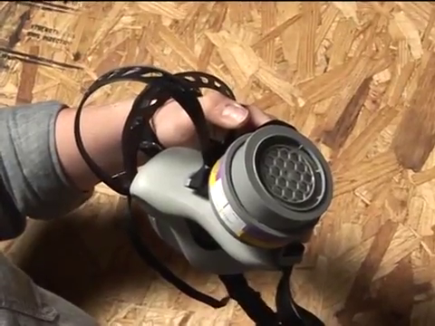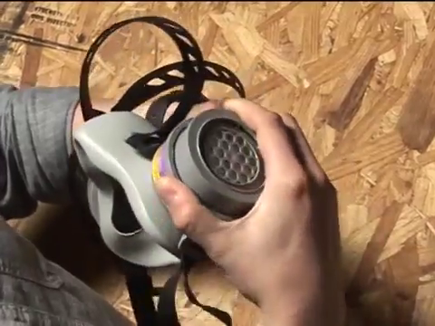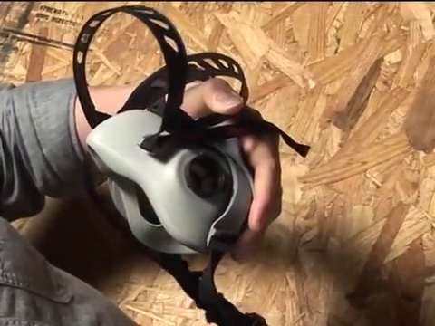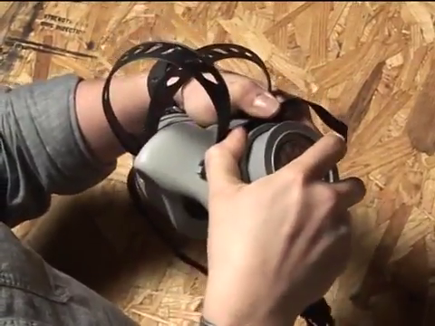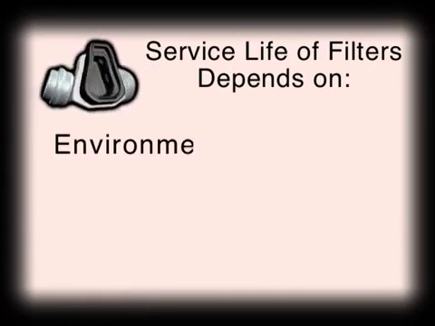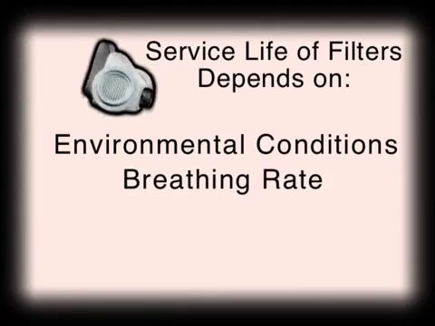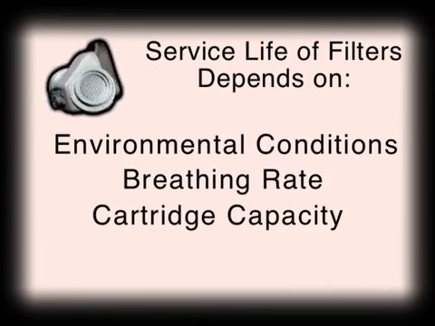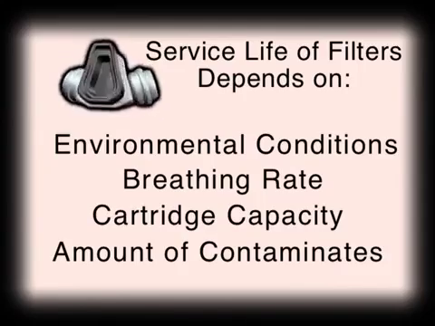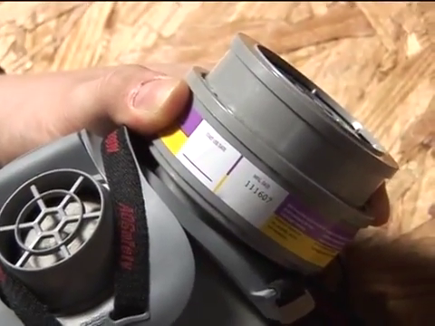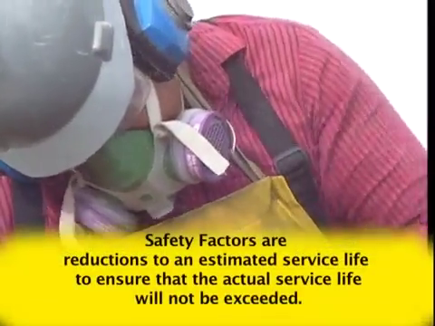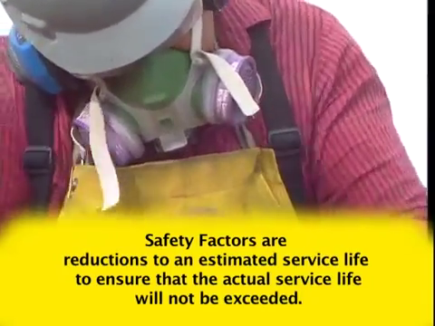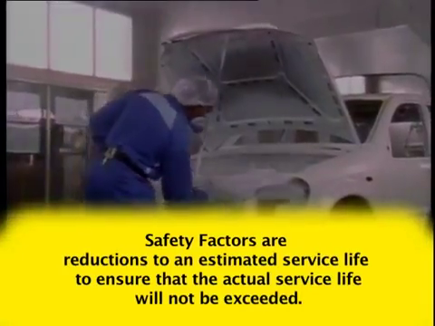If no ESLI is present, a change schedule is necessary. The change schedule is part of the written respirator program and states how often cartridges should be replaced and what information was relied upon to make this judgment. The service life of the filter depends upon many factors, including environmental conditions, breathing rate, cartridge filtering capacity, and the amount of contaminants in the air. A safety factor should be applied to the service life estimate to assure the change schedule is a conservative estimate. Safety factors are reductions to an estimated service life to ensure the actual service life will not be exceeded.